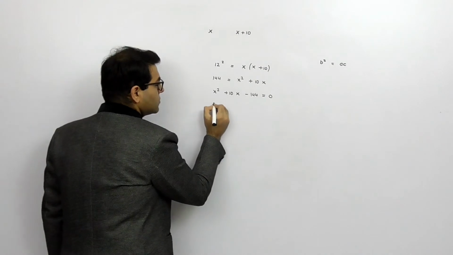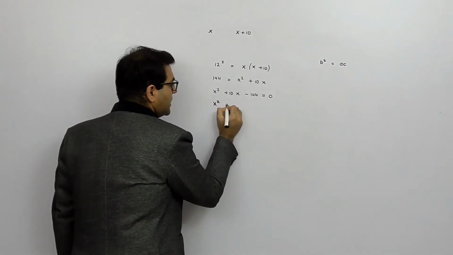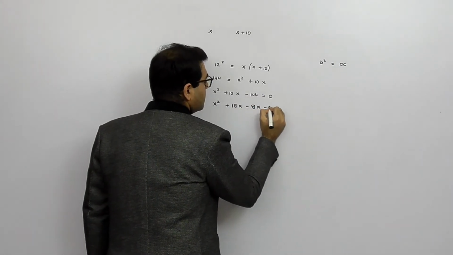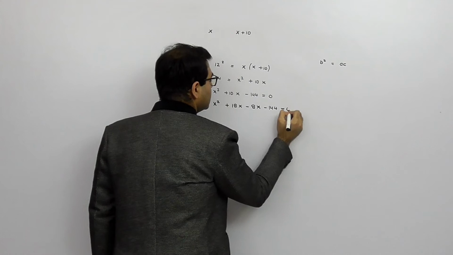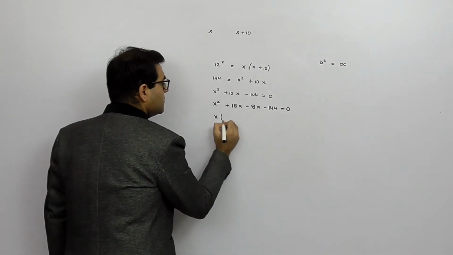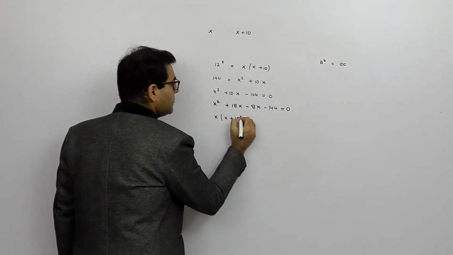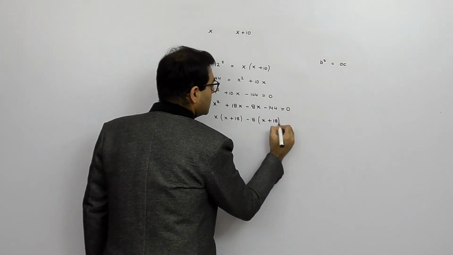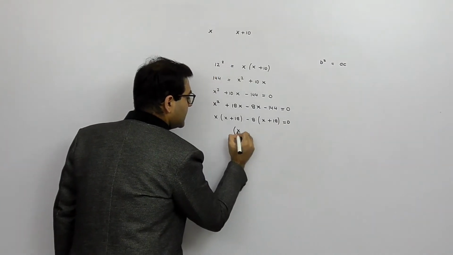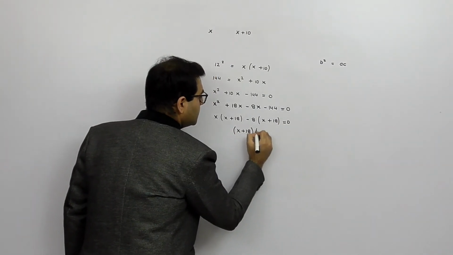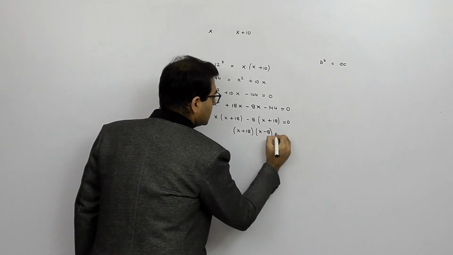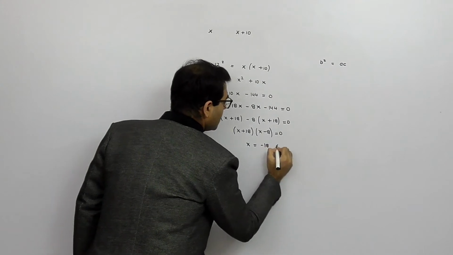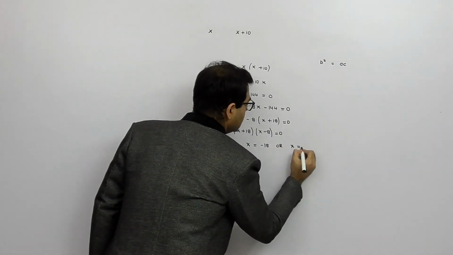18 and 8 can be done. So x square plus 18x minus 8x minus 144 equals 0. Iske beech mein se x common nikalne pe andar bachega x plus 18, aur isme se minus 8 common nikalne pe andar bachega x plus 18. Ab is expression mein se jab hum x plus 18 ko bahar common nikalenge, to we will be left with x minus 8. Now that implies x has two values. X can either be minus 18 or x can be 8.